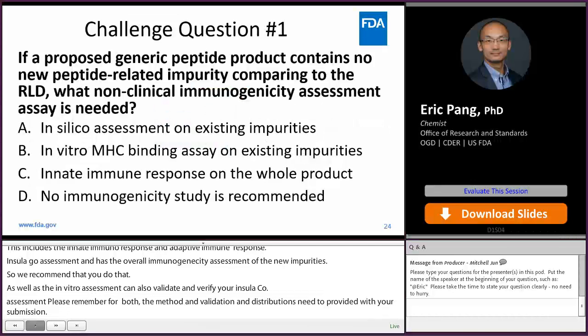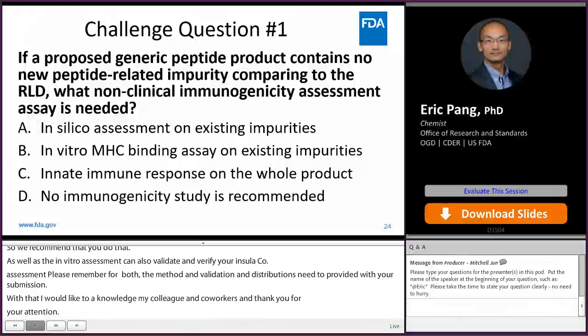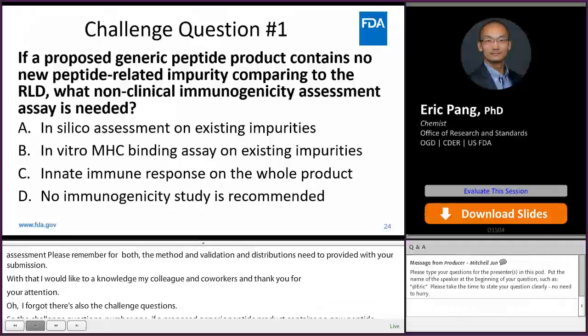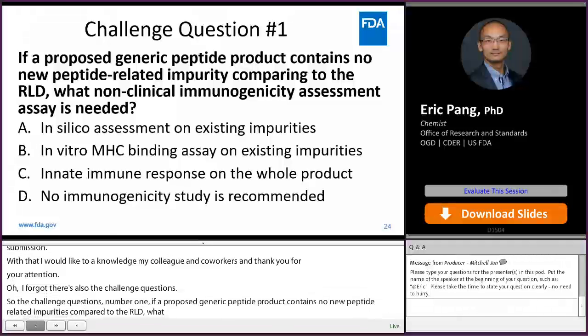Oh, I forgot, there's also the challenge questions. Yes, so the challenge questions. Number 1: if a proposed generic peptide product contains no new peptide-related impurities compared to the RLD, what non-clinical immunogenicity assessment assay is needed? A, in silico assessment on existing impurity. B, in vitro MHC binding assay on existing impurities. C, innate immune response on the whole drug product. Or D, no immunogenicity study is recommended.